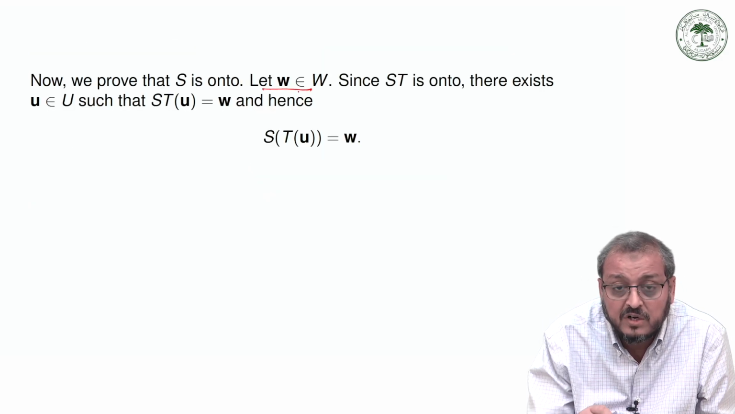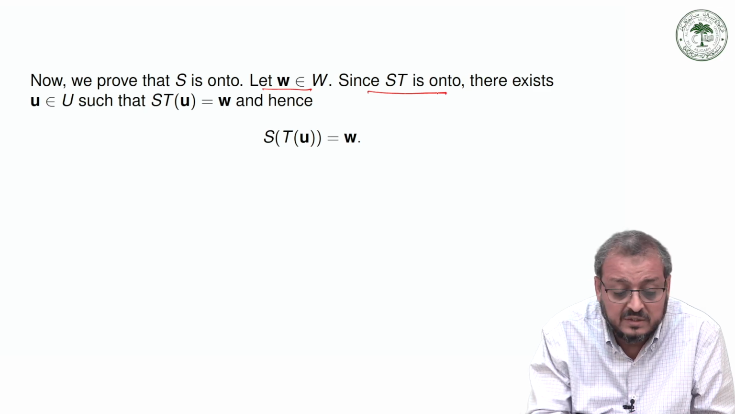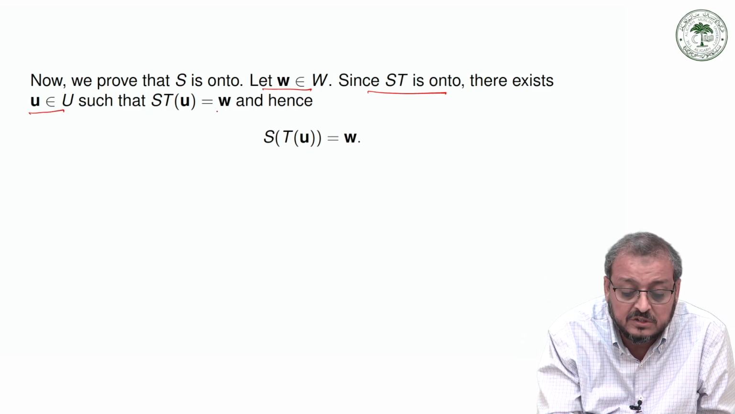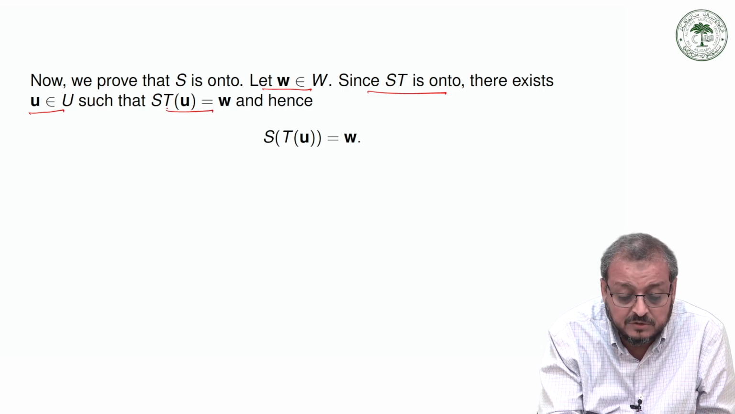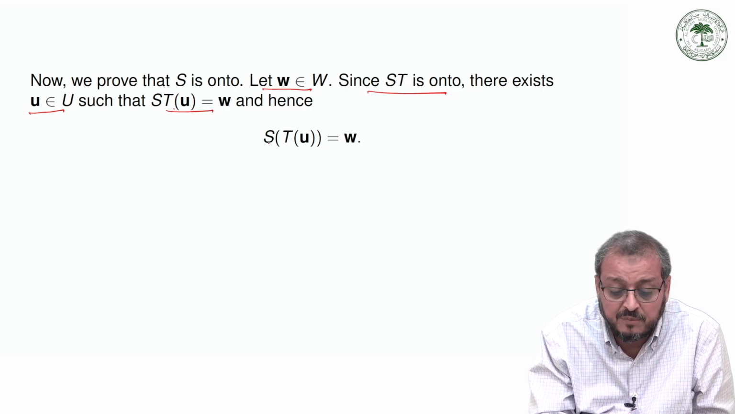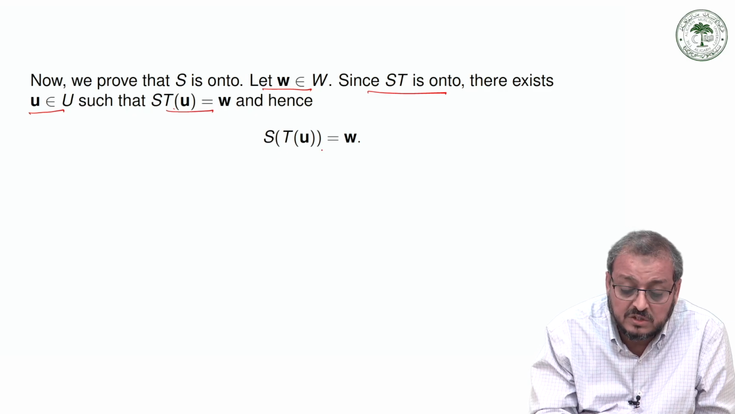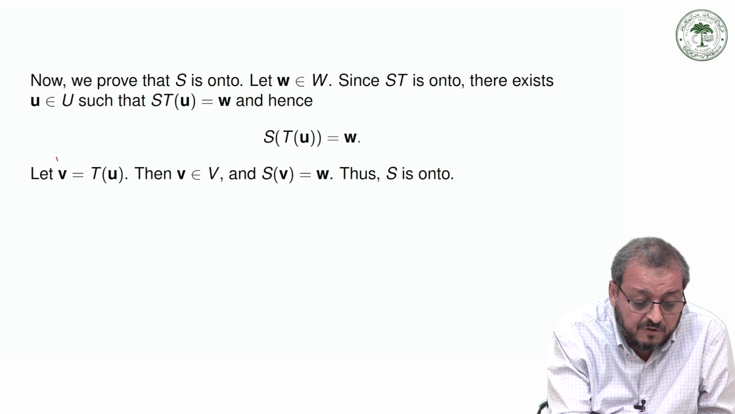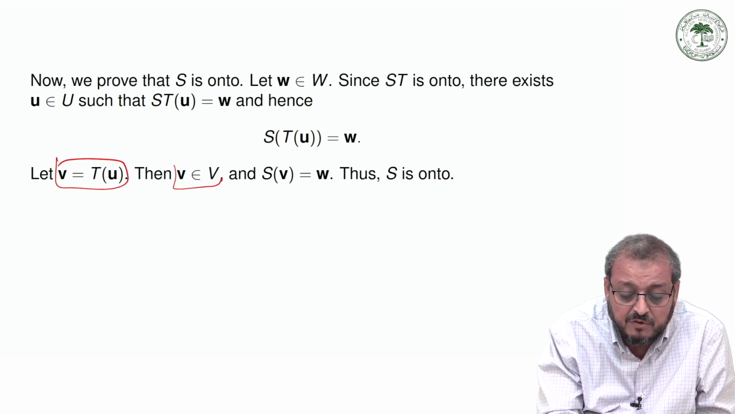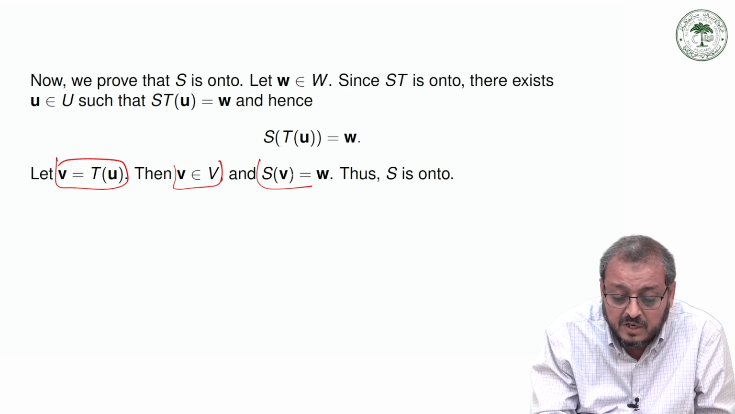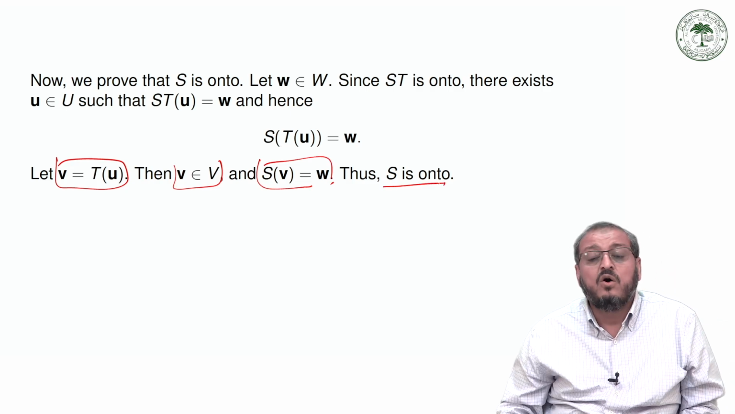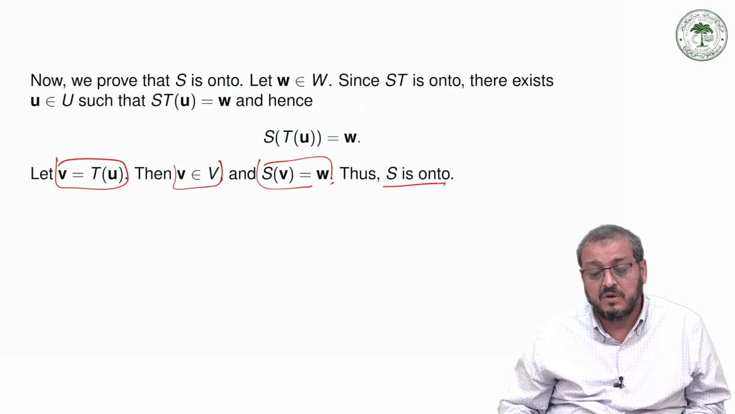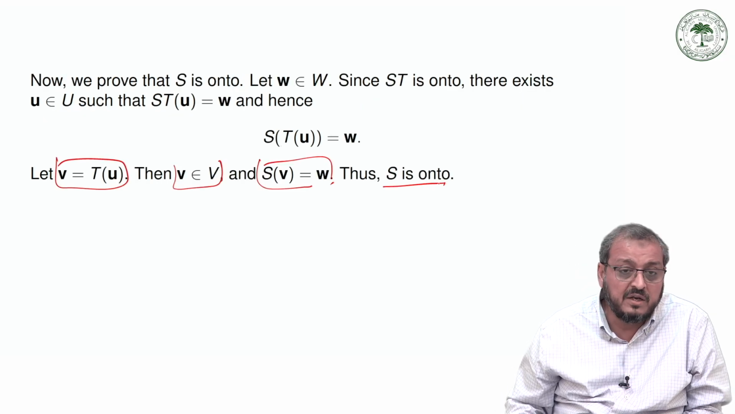So w is an element of W, ST is onto. There exists a u belonging to U such that ST u is equal to w. Then by the definition of composition, this can be written as S of T of u is equal to w, and then we can say that there exists some v, written in the form of T(u), v is an element of V, such that S of v is equal to w. So this implies that S is an onto map. Okay, so now this completes the proof of the third part, the D part also.